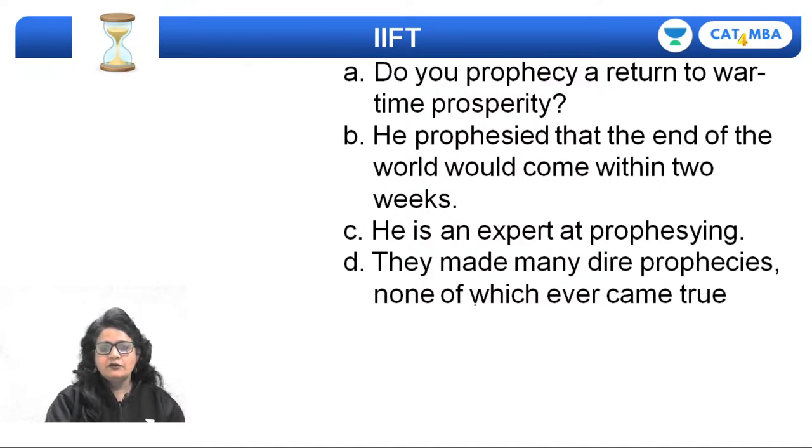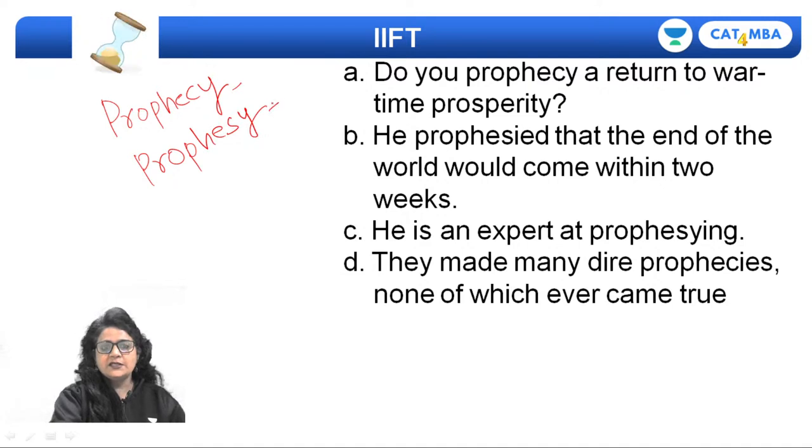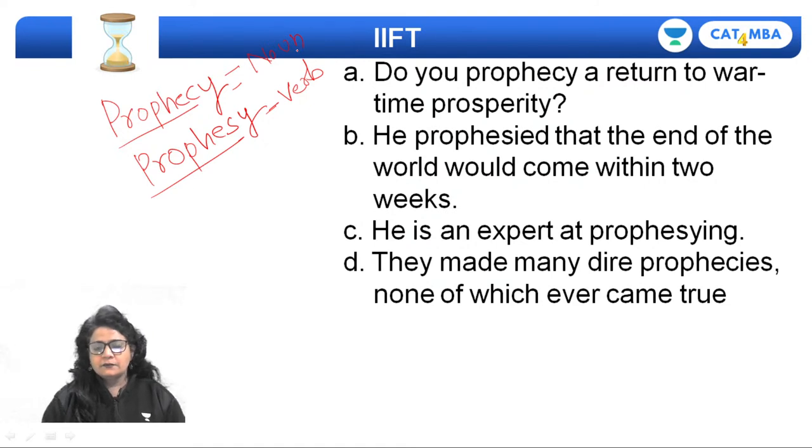So we have two words here, prophecy and prophesy. Both mean the same thing, but the form is different. This is noun, this is verb. Alright, now find out the answer. Do you prophesy a return to wartime prosperity? So we need a verb here. That's correct, right? Yes, so this is used as a noun, whereas we need a verb here. He prophesied. Look at this word. Verb is used. ED can only be there in the verb.